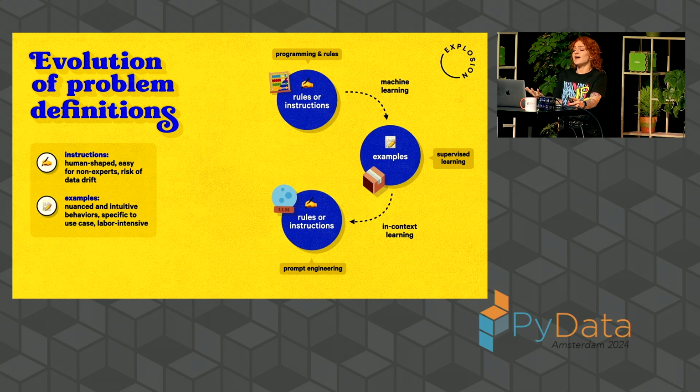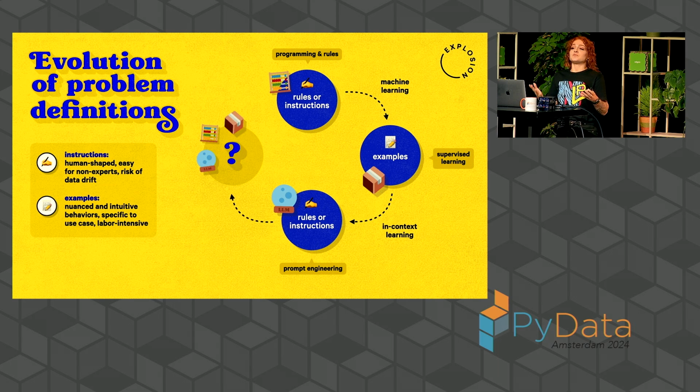On the other hand, examples let you really express more nuanced and intuitive behaviors, like stuff where you kind of know what the answer is, but you can't fully express it in an instruction. And they also let you provide examples that are really specific to your use case and what you're working on. But they can also be very labor-intensive to create. They need to be consistent, so you need to spend time on that and really focus on the data quality.